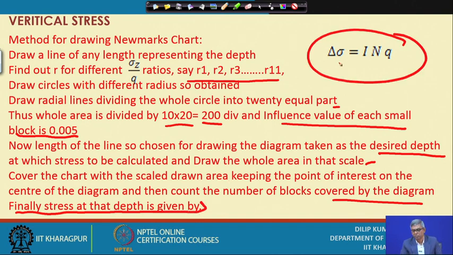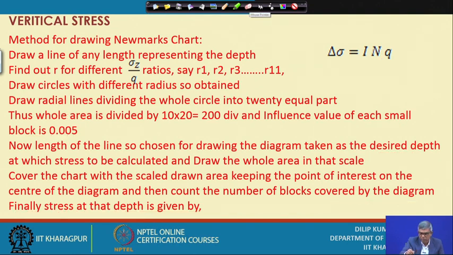Delta sigma will be equal to I, that is the influence value, times N, that is the number of blocks we will count, times Q, that is the intensity which is applied at the surface. So, by that finally, we will get the pressure at a particular depth. This is also explained schematically in the next one.